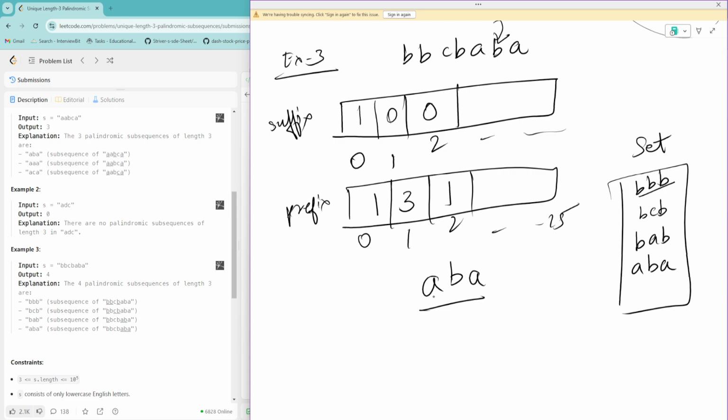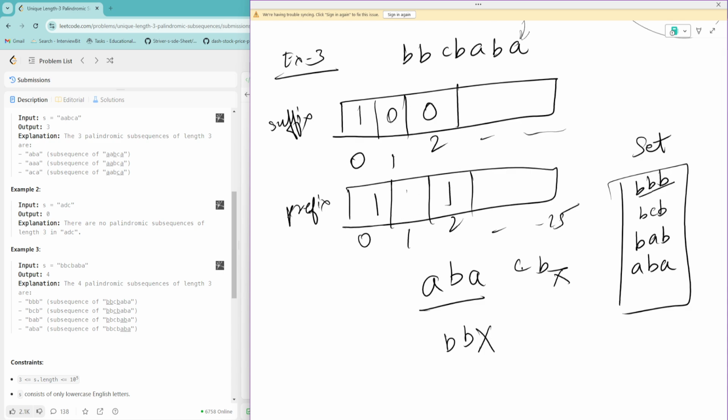Then we also have B to its left. Is there any B to its right? None found. We have also C. Is there any C to its right? None found. Move to the next. We have found A.